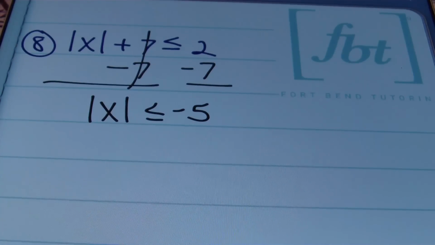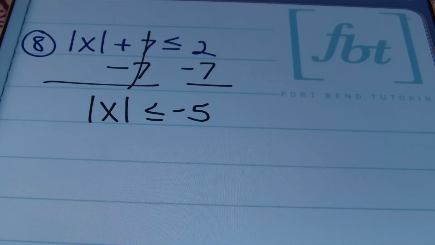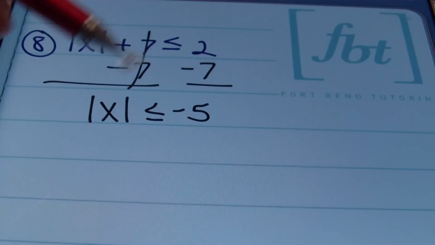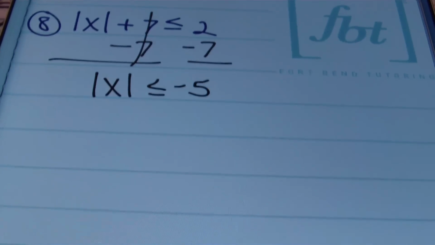That's the first step. The second step is to analyze it and determine whether this is possible. We know that the absolute value will either be 0 or a positive number. So is 0 less than or equal to negative 5? No, it's not. Is a positive value less than or equal to negative 5? No, it's not. Therefore, this answer is the null set.